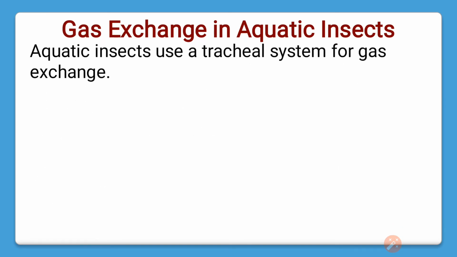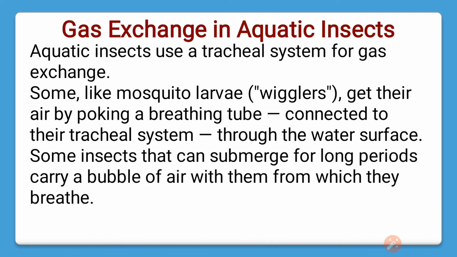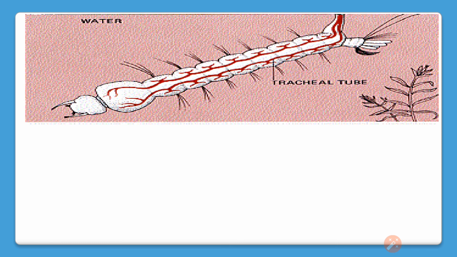Now, gaseous exchange in aquatic insects. In aquatic insects, they use the trachea system for gaseous exchange. Some, like mosquito wrigglers, get their air by poking a breathing tube connected to their trachea system through the water surface. Some insects that can submerge for long periods carry a bubble of air with them from which they breathe. So that's what you can see there clearly.